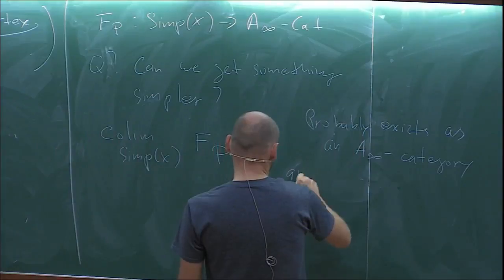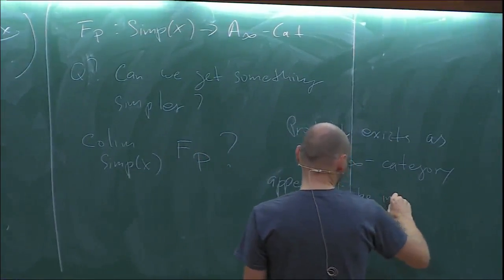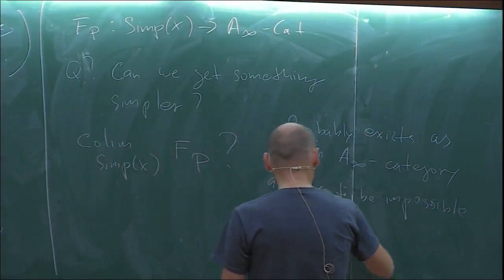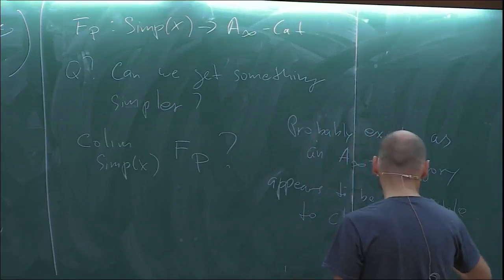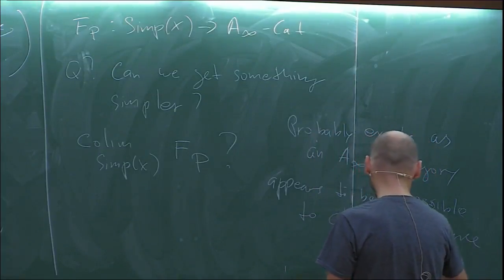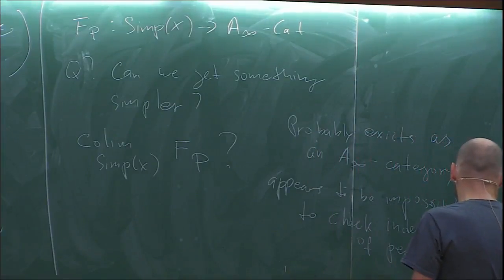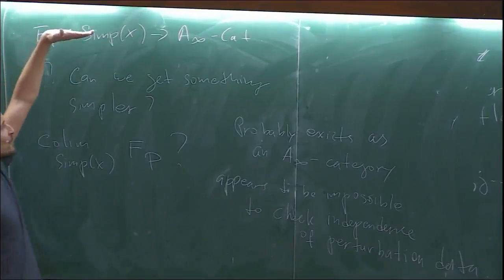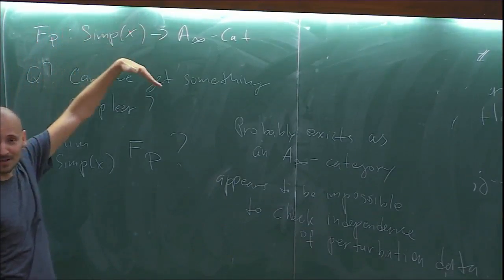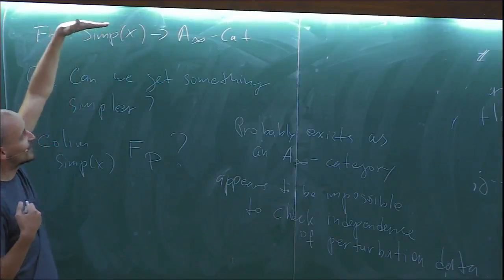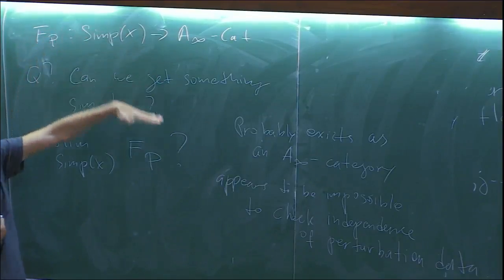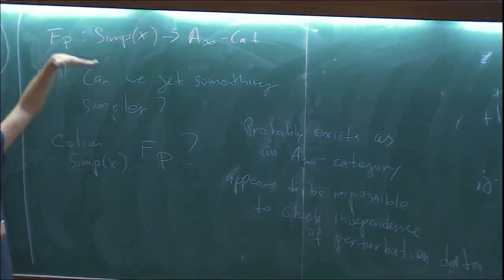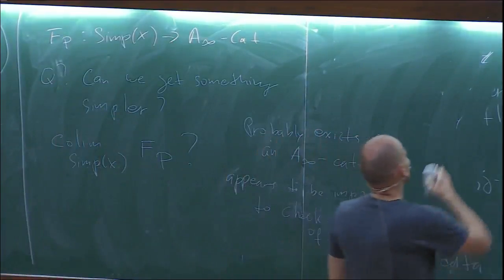Basically the reason for that, to check independence of perturbation data, is that when you change the perturbation data, you're not going to get a natural transformation between the corresponding functors. That's not how Floer theory works. What you're going to get roughly is some kind of concordance, which is something more complicated. And the colimit does not behave well with respect to concordance. So you have to do something else.